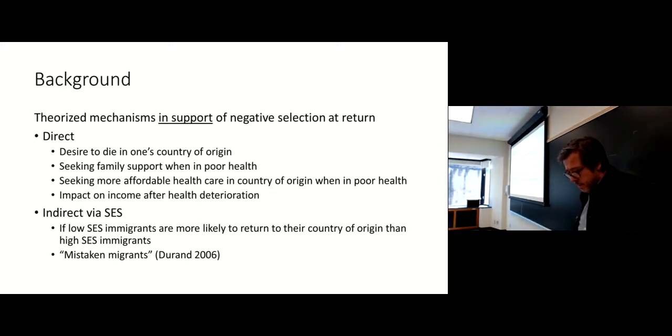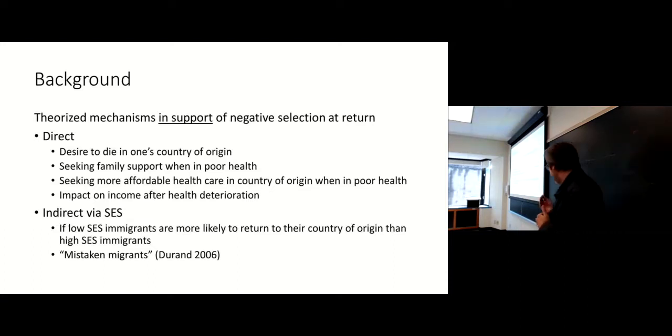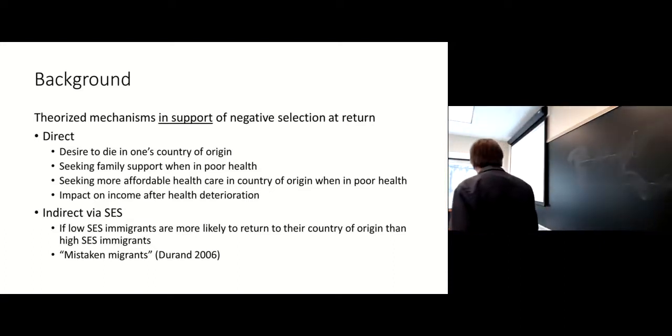Now, negative selection at return could also apply indirectly via socioeconomic status. Even if you don't think about health, if low SES immigrants are more likely to return to their country of origin than high SES immigrants, then because SES is related to mortality, this could also create some kind of negative selection with respect to health, with an indirect impact on health.